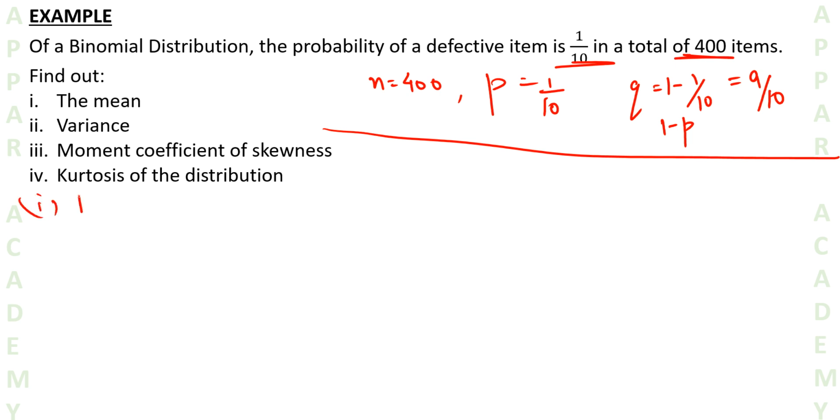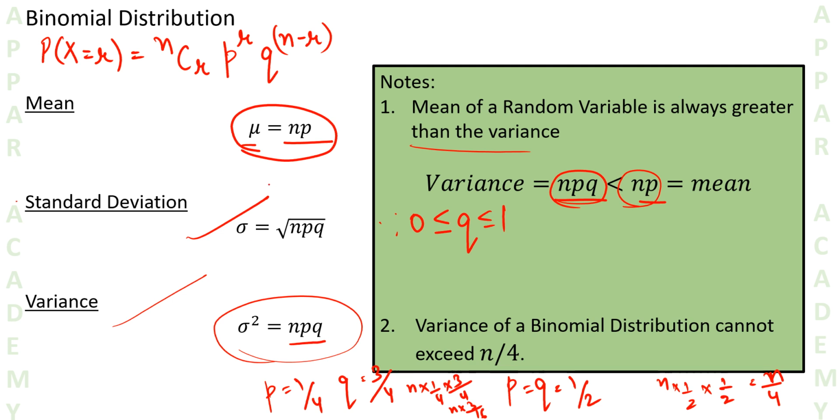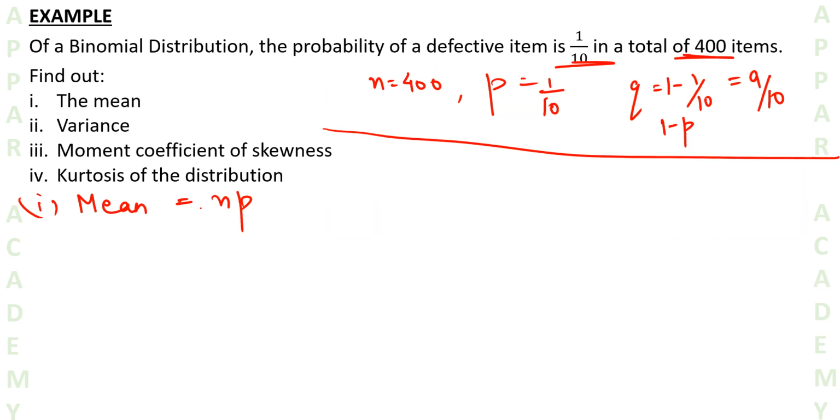Question number 1 talks about the mean. Now we know mean is simply equal to n into p, right? As we can see over here, mu is equal to np. So this is equal to n, 400, into p, that is 1 by 10. So this is equal to 40, right? So on an average, basically 40 items are defective out of 400 items.